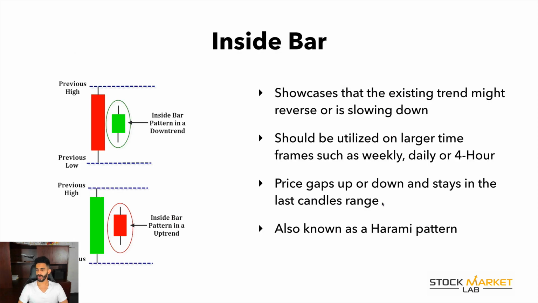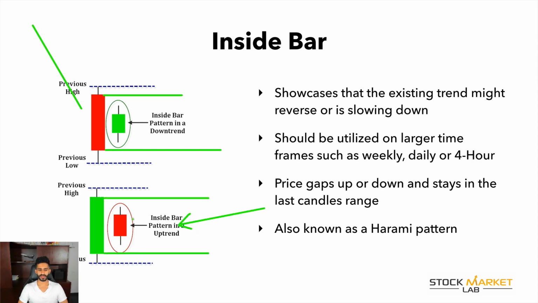Next, we have something called an inside bar. An inside bar is the opposite of the outside bar, right? Now, what happens in this, let's say a stock is on a downtrend. The next day, the stock's price stays in between the last candle. So this showcases that the existing trend might reverse or is slowing down, right? This should be utilized on larger time frames such as weekly, daily, or maybe a 4-hour, but primarily these two.